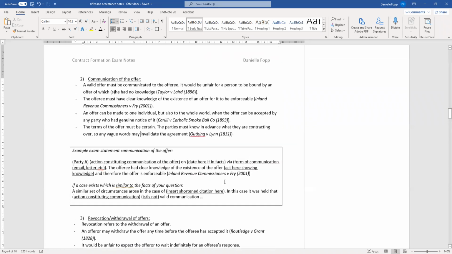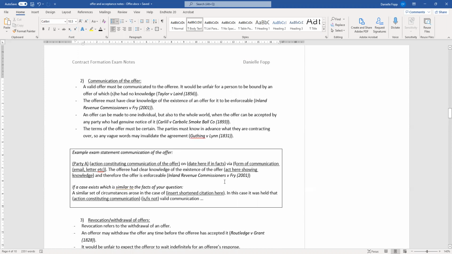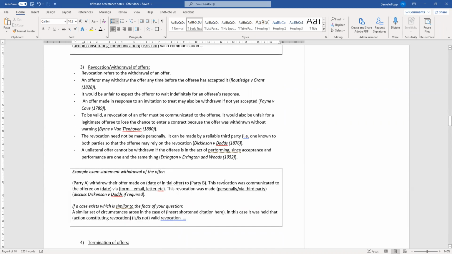Then once we've ticked off the communication, so we've ticked off offer, we've ticked off yes, communication of the offer, now we're going to look at withdrawal of the offer. So an offeror may withdraw the offer any time before the offeree has accepted it. It would be unfair to expect the offeror to wait indefinitely for an offeree's response. Now that will need to have some case law there. So that's one where I wouldn't be using that in an exam until I had a bracket case authority. An offer made in response to an invitation to treat may also be withdrawn if not yet accepted.